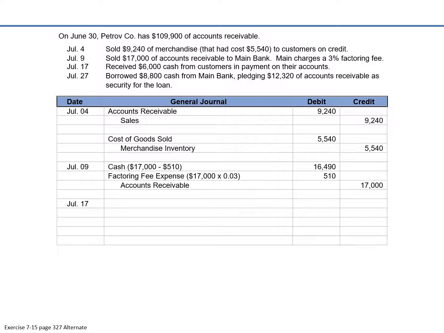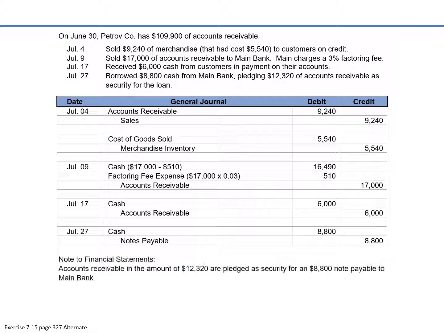Then on July 17th, we received $6,000 cash from customers in payment on their accounts. So we just record cash, and we reduce our accounts receivable by 6,000, right? Then on July 27th, we borrowed $8,800 cash from Main Bank, pledging $12,320 of accounts receivable as security for the loan. So really all we're recording here is the loan, right? So we get $8,800 cash, and we're going to have a note payable to Main Bank for $8,800. That's what our note to our financial statements would look like. Okay?